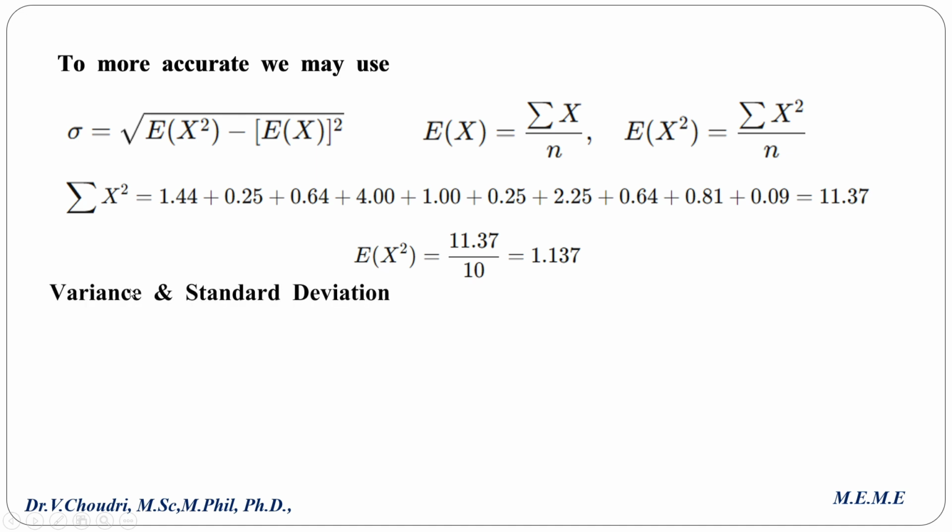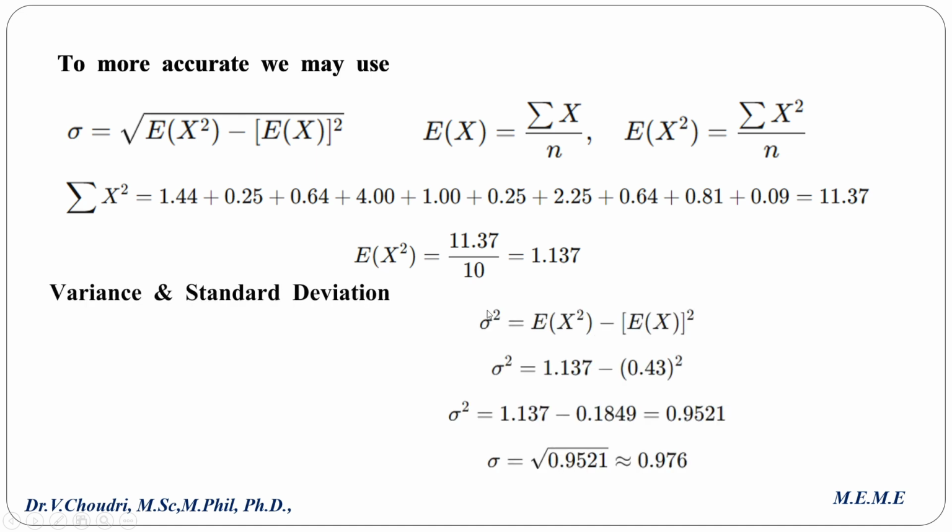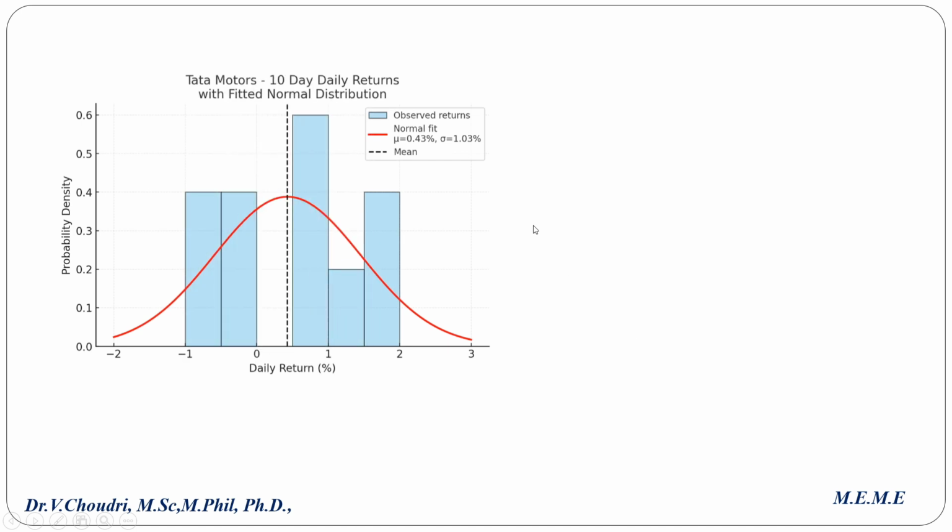Now we are going to apply the formula to find the variance and standard deviation. Sigma squared equals E of X squared minus E of X whole squared. Substituting the values 1.137 and mean 0.43, we get variance 0.9521 and standard deviation 0.976. By the table value, calculated manually, the answer is 1.03, so here 0.976 has just a small error. Now I am going to use the table value, 1.03, and mean mu equal to 0.43.